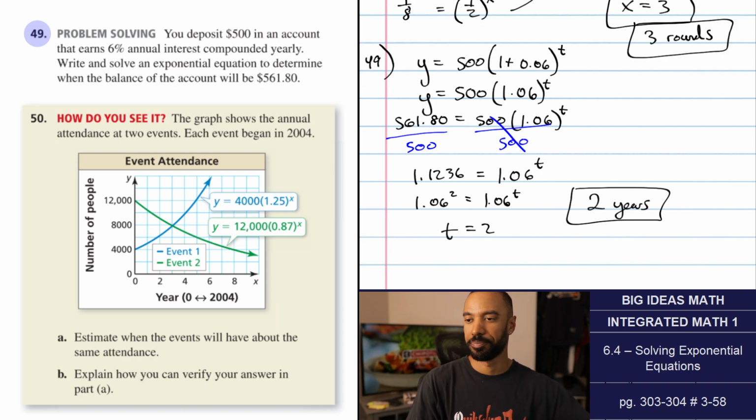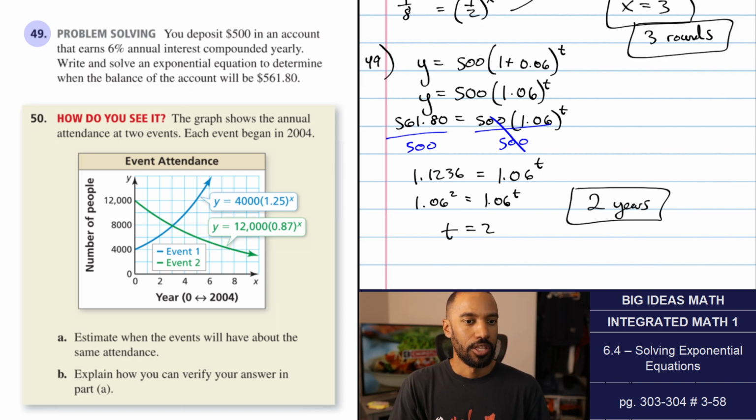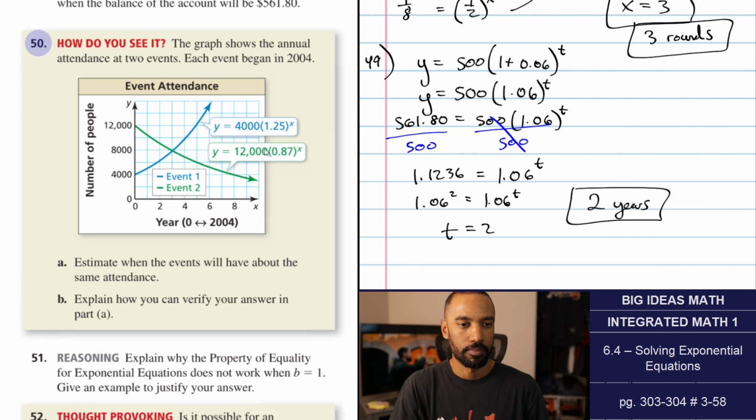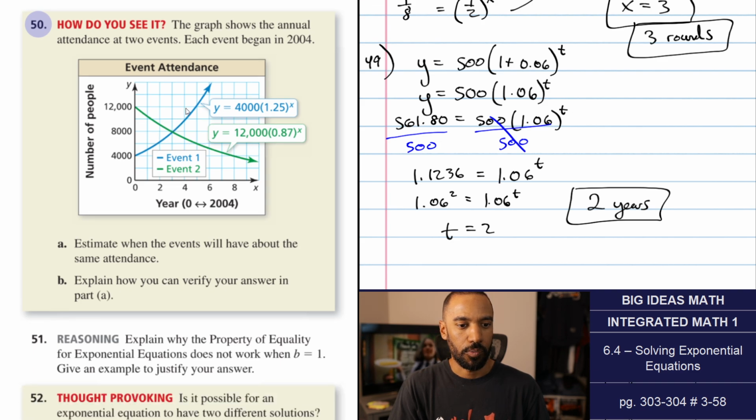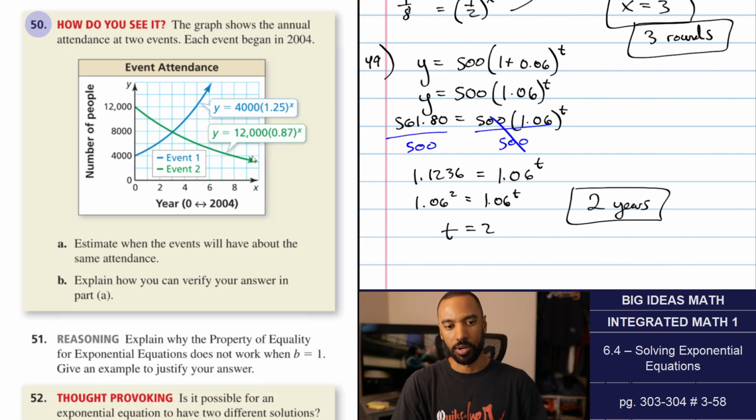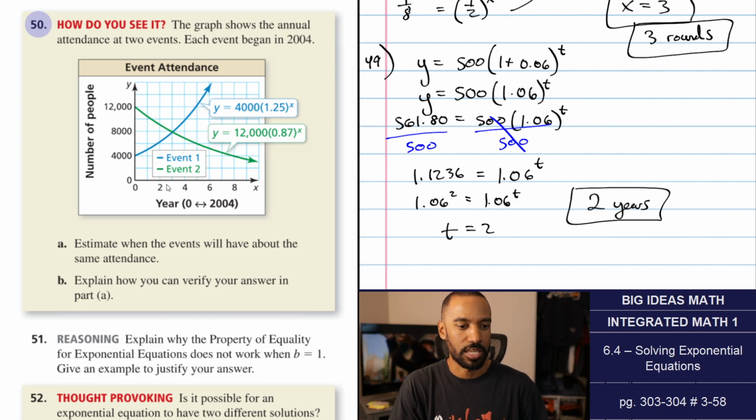All right, number 50. How do you see it? The graph shows the annual attendance at 2 events. Each event began in 2004. So we have an event with an increase, event 1, and event 2 with some sort of decay in attendance. Estimate when the events will have about the same attendance.